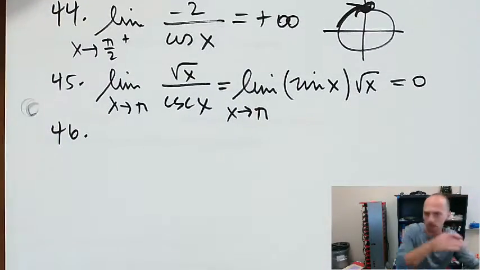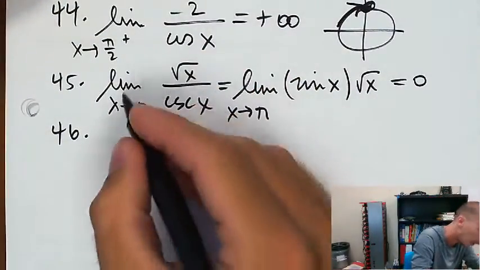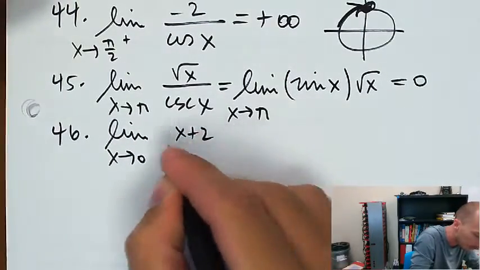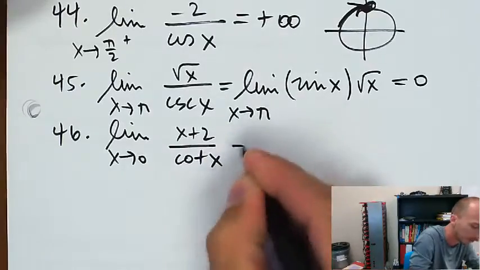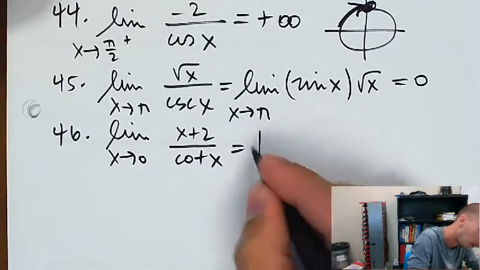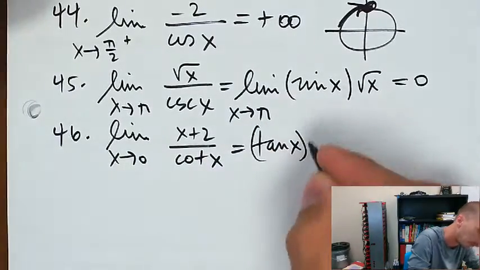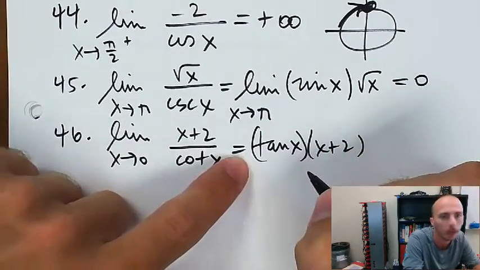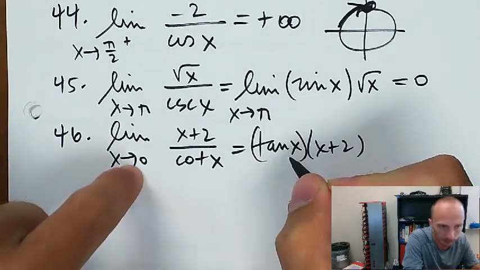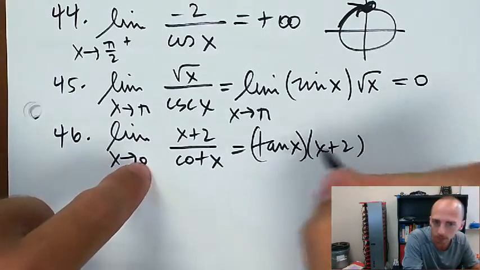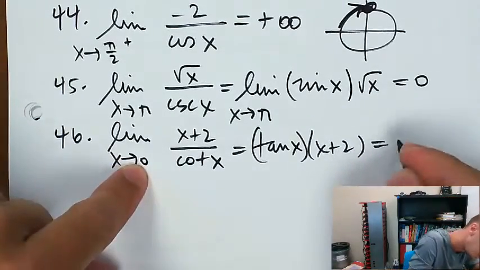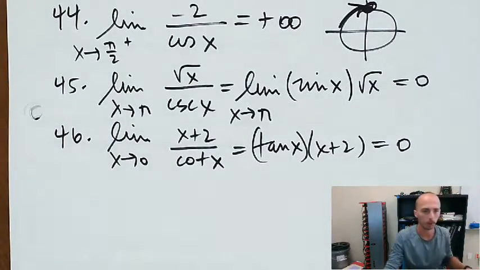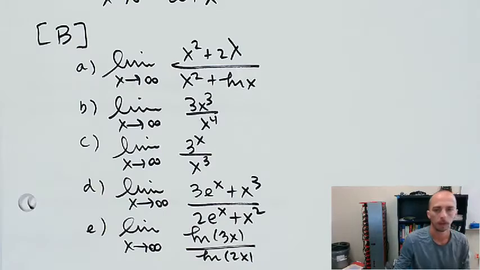Okay, we'll see it's very much the same on number 46, because the limit as x approaches 0 of x plus 2 over cotangent x is going to be, well, I could call that tangent x divided by x plus 2, and I could take the limit of it as x went to 0. Okay, and then that's going to be tangent of 0 times 0 plus 2 is 0 again, because tangent of 0 is 0. All right, so I'm going to move on to section B.